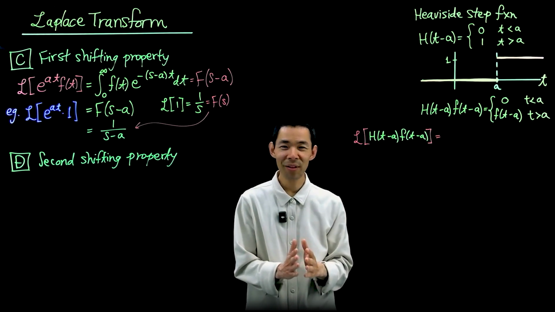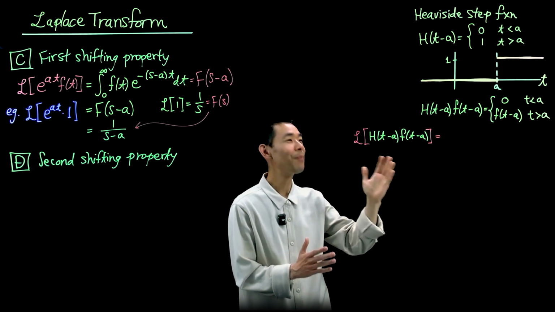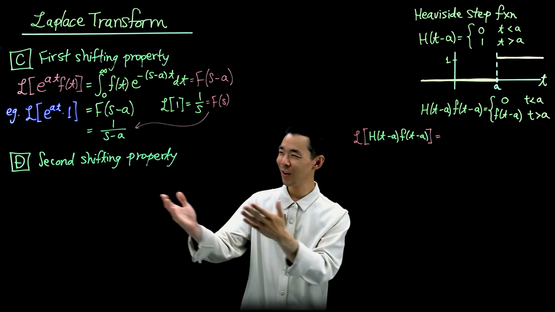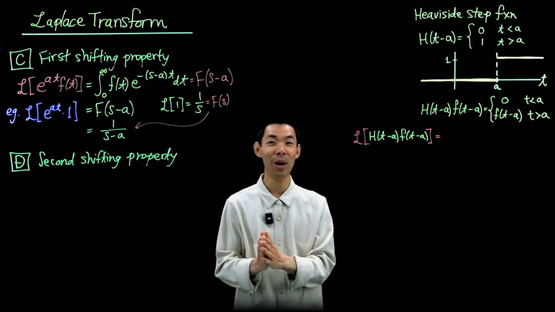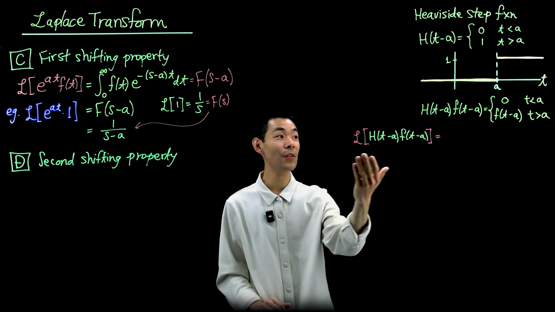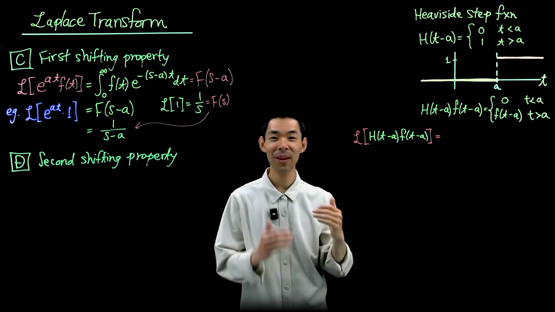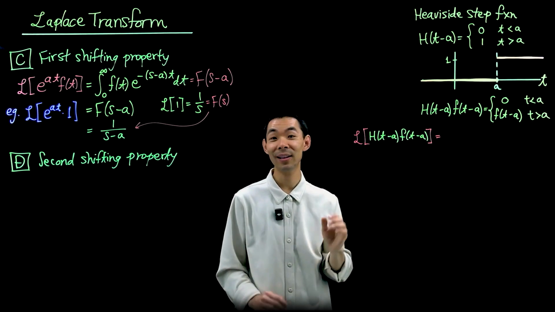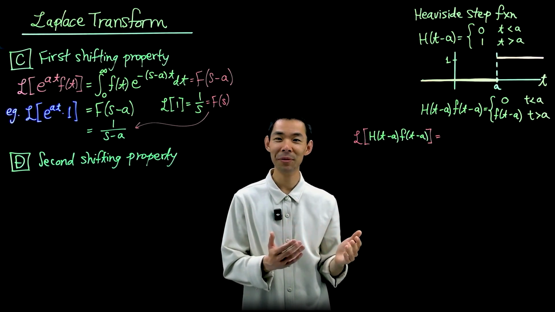Now, with the knowledge of the Heaviside step function and what it does to the function you want, let's start getting to the second shifting property, which is first asking, what is the Laplace transform of this quantity? This function, turn on, turn off. You take the Laplace transform of that process. What is it equal to?